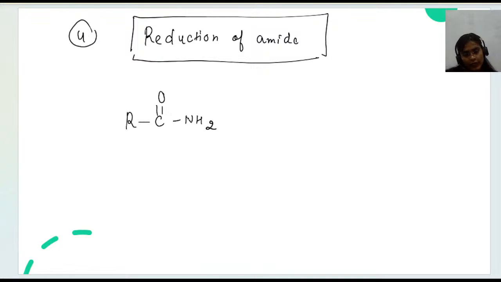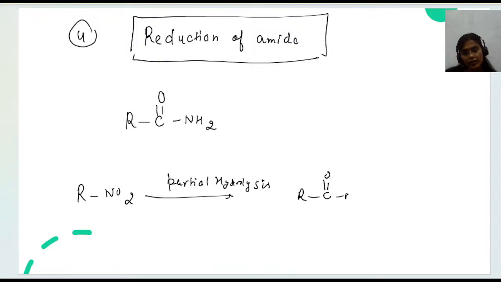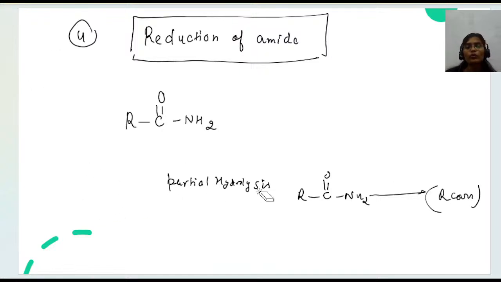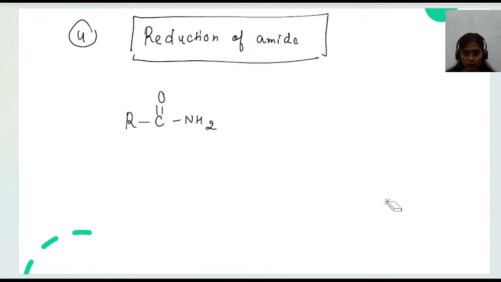If you remember, in the previous classes, we discussed that if you start with some NO2 group, and if you undergo partial hydrolysis, we end up with this amide, and if you undergo full hydrolysis, then at the end we end up with the COOH group. So if I want to convert the amide into this RCOOH group, I have to use a kind of reducing agent. So it's a kind of reduction going on there.